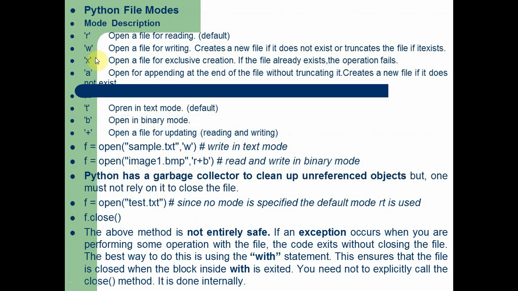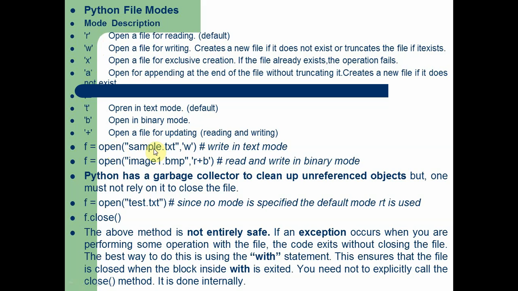There are seven modes here. R is for reading a file, W for writing a file, and X for exclusive creation: open a file for exclusive creation, and if the file already exists, the operation fails. A is to open for appending at the end of the file without truncating. These are the different modes we mention when using the open function.